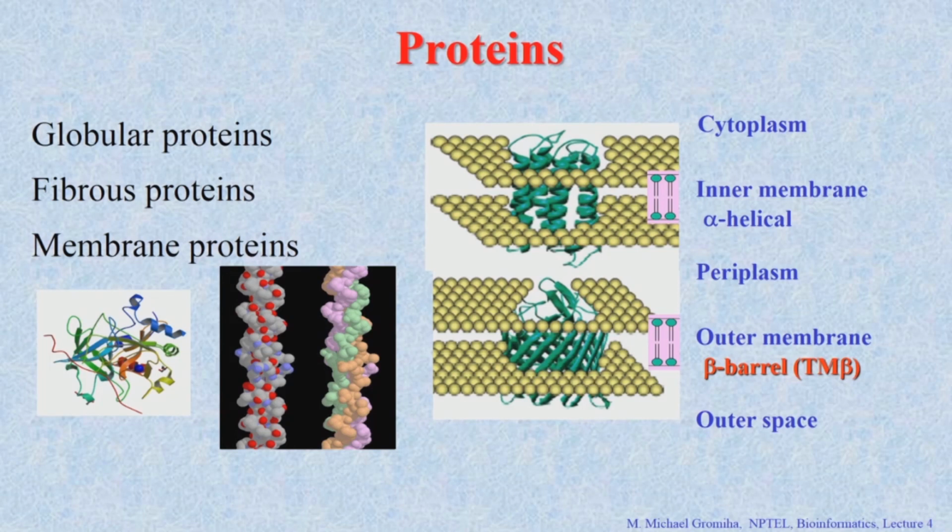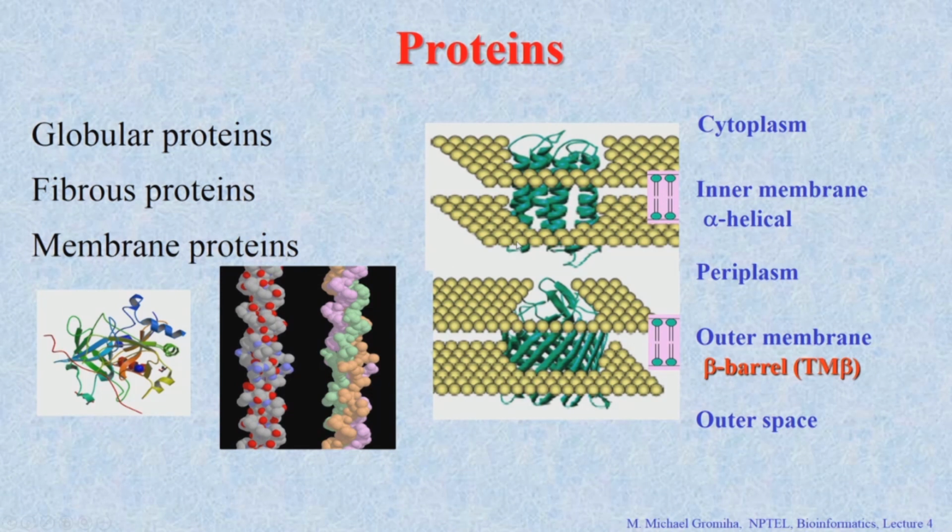Nails, tendons and the hair and so on, right. It is mainly important in the structural role. The other type of proteins are called membrane proteins, right. Membrane proteins are proteins embedded in the lipid environment in the membrane region. Here I show examples: this is an example of a globular protein, this is an example of a fibrous protein, where you can see the elongated chains, and this is an example of a membrane protein.